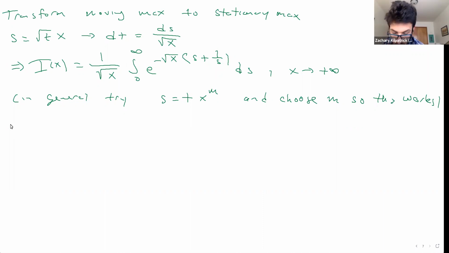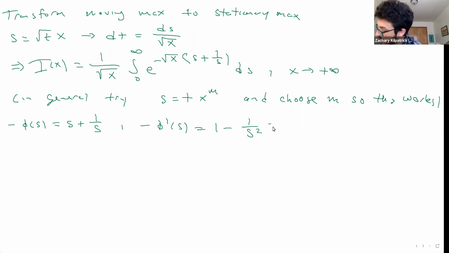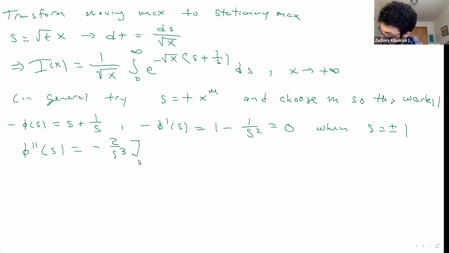So if I say, well, minus phi of s is equal to s plus 1 over s now, then minus phi prime of s is equal to 1 minus 1 over s squared. And this is going to equal 0 when s is equal to plus or minus 1, okay? And phi prime prime of s is going to be equal to minus 2 over s cubed. And in particular, we'll evaluate this at s equals plus 1 to get minus 2, which is less than 0, okay?